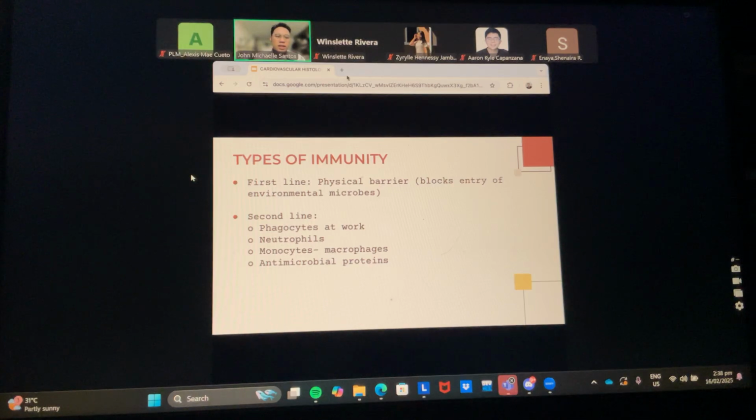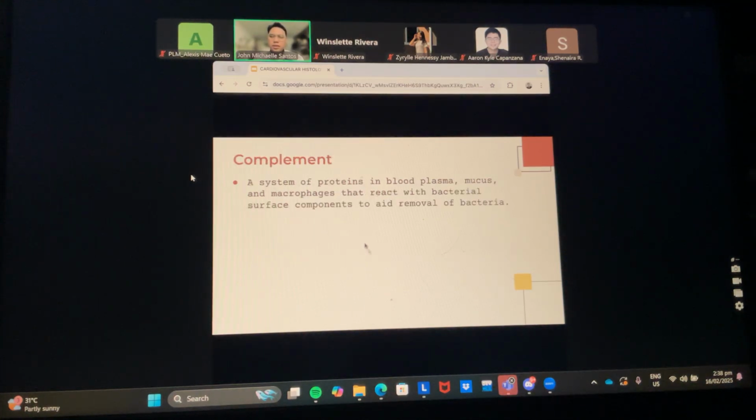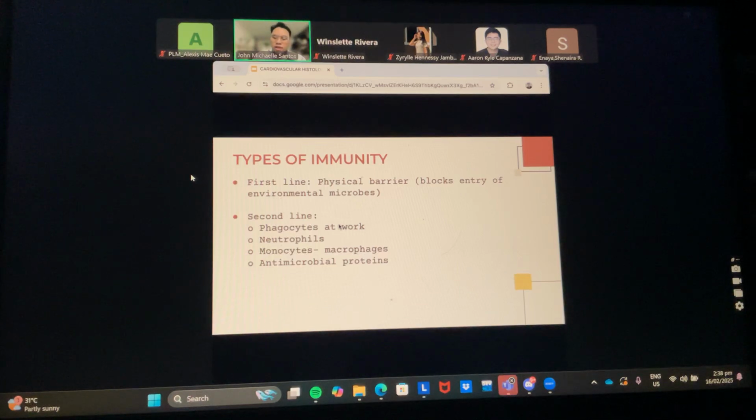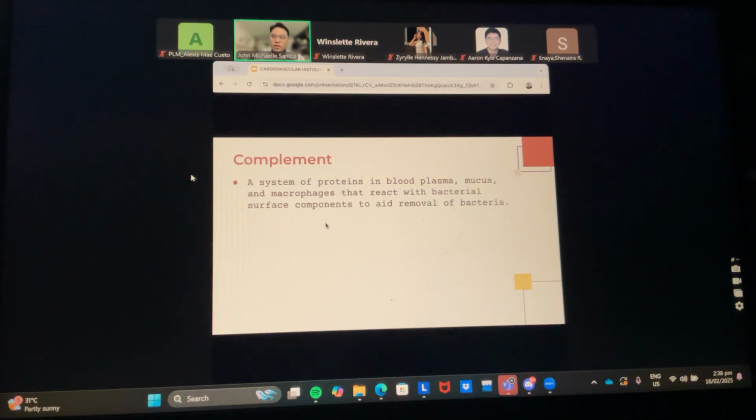Okay, and then your second line naman, phagocytes, your neutrophils, monocytes, and your macrophages, as well as your antimicrobial proteins. So one thing to take note here in your innate immunity is your complement, okay? Complement, yung mga cropek, complementary foods naman yan, okay? Yung mga complement natin, it is a system of proteins in the blood plasma, mucus, and macrophages that react with bacterial surface components to aid removal of your bacteria.